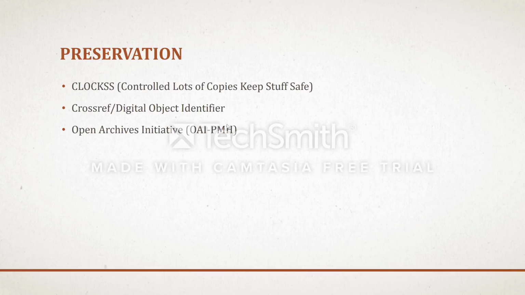The next aspect of what the Open Library of the Humanities does to preserve its material is it uses Crossref in association with a digital object identifier. Digital object identifiers give a unique identification to an article.